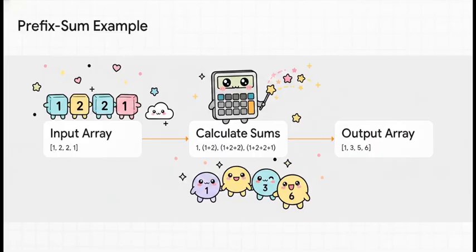Let's just look at this super easy example. Our input is 1, 2, 2, 1. Okay, so the first output element is just 1. The second one is 1 plus 2, so that's 3. The third one is 1 plus 2 plus 2, which is 5. And the last one is the sum of everything, which is 6. So our final output is 1, 3, 5, 6. See? I told you it was simple.